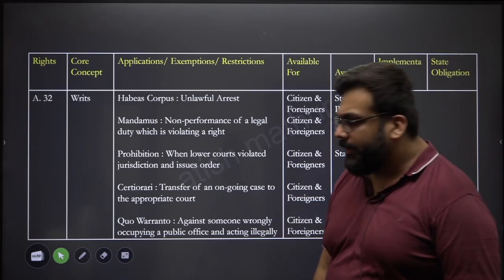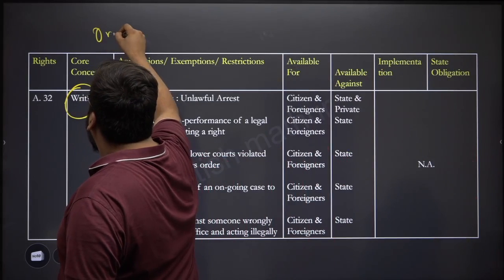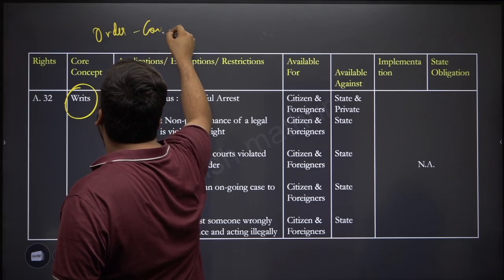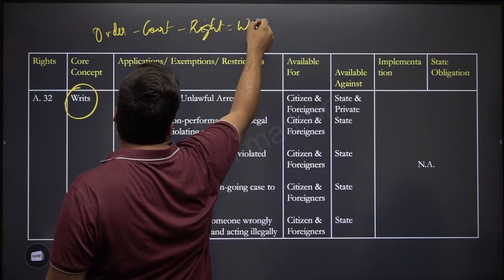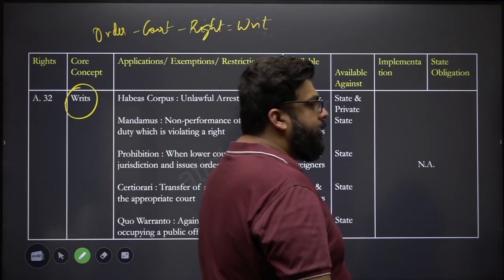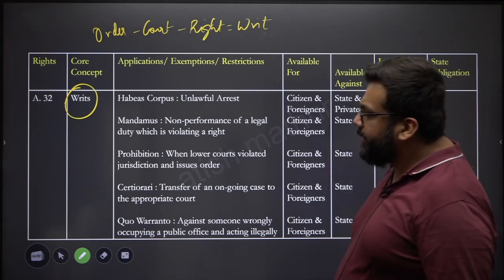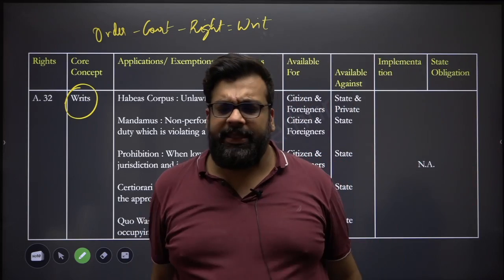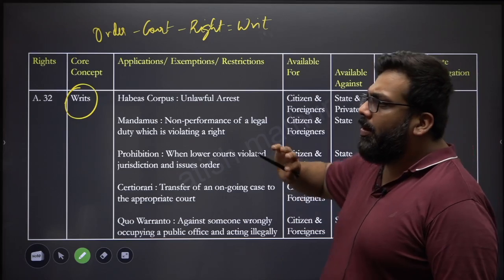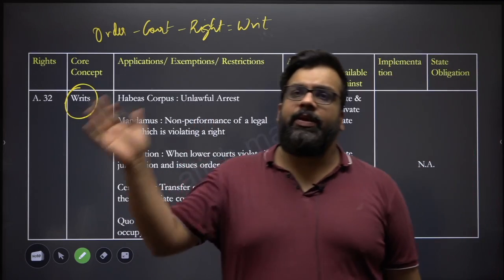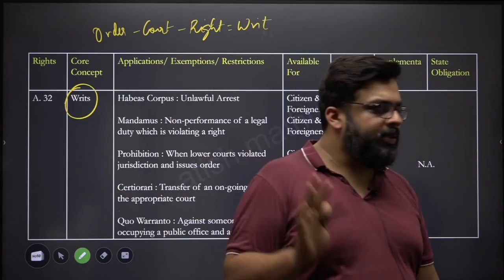Now, what is a writ? Writ, very simply, is nothing but an order issued by a court to enforce a right is called a writ. It is that simple. An order issued by a court to enforce a right is called a writ. Now there are 5 writs, and I've seen this in the UPSC fraternity. I see very complicated discussions on who can file, can somebody on somebody else's behalf file, is it available against the private sector or not, and so on and so forth.